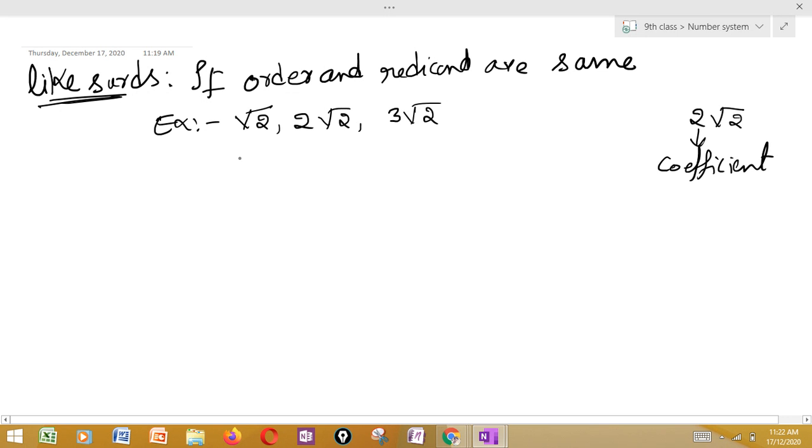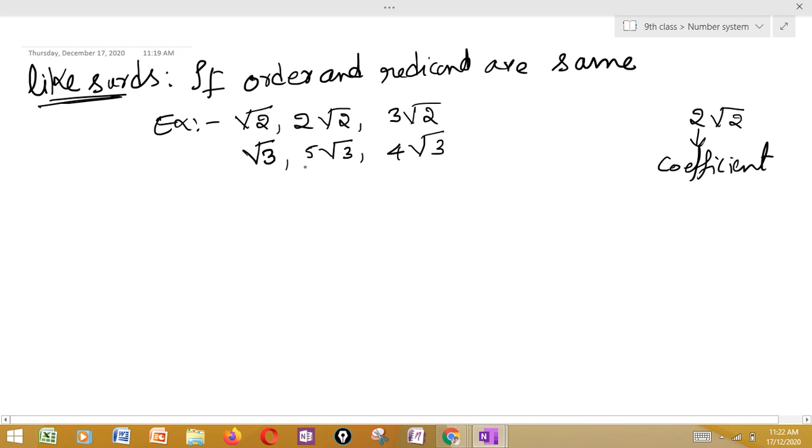Let me take the next set of numbers: square root of 3, 5 square root of 3 and 4 square root of 3. What is the coefficient of the first surd in this second example? One, sir. Very good. If nothing is written, one must be there. That is the coefficient.